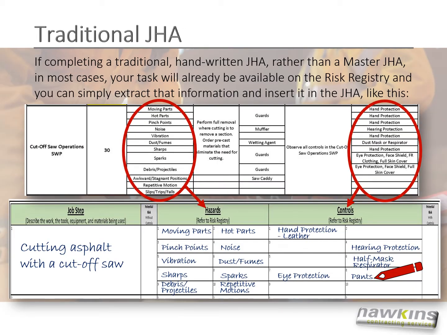If completing a traditional handwritten JHA rather than a master JHA, in most cases your task will already be available on the risk registry and you can simply extract that information and insert it by hand in the JHA like this. As you can see, the hazards in the risk registry are matched on the handwritten JHA, as are the controls.